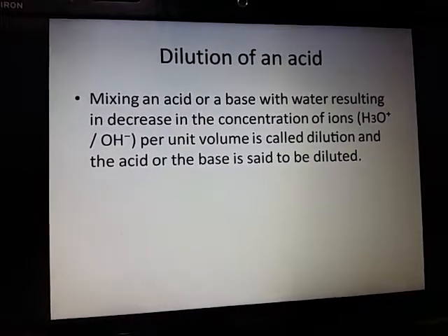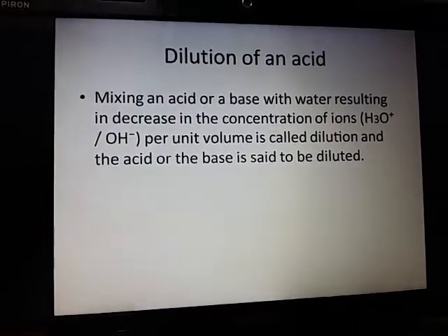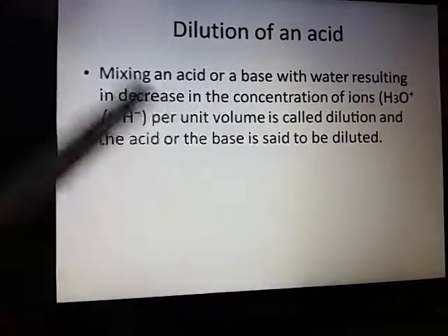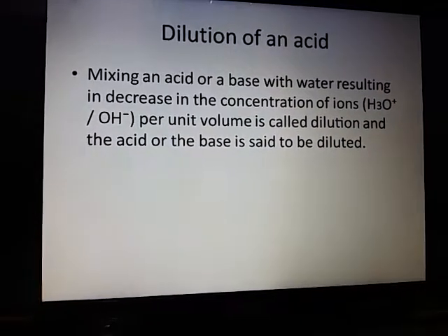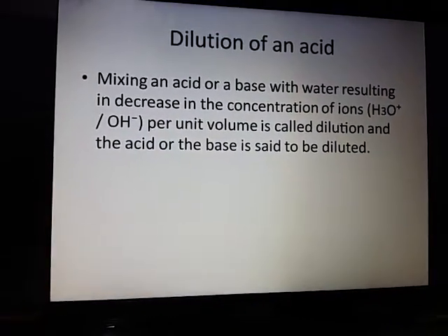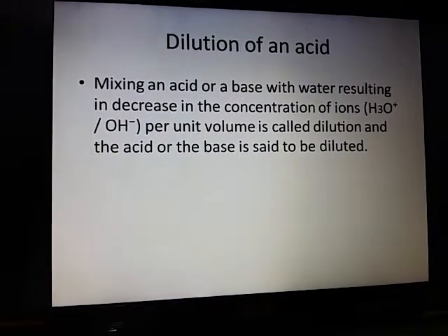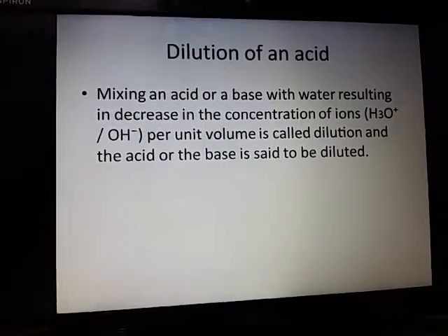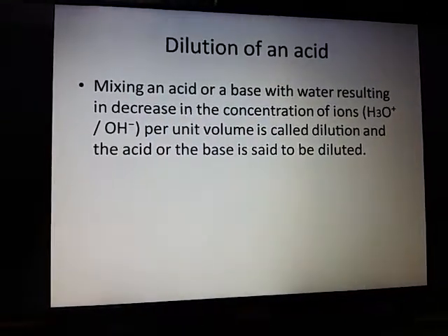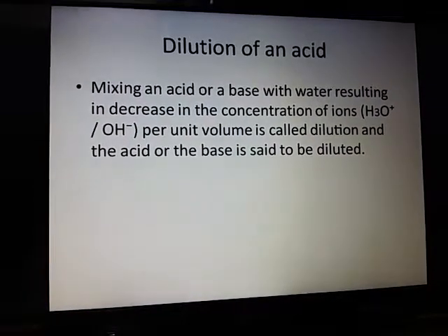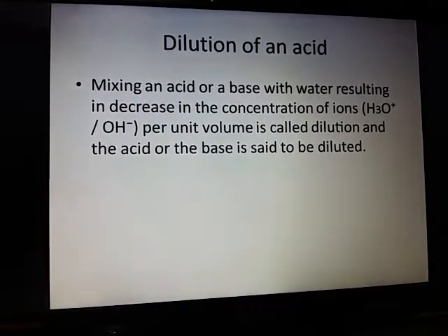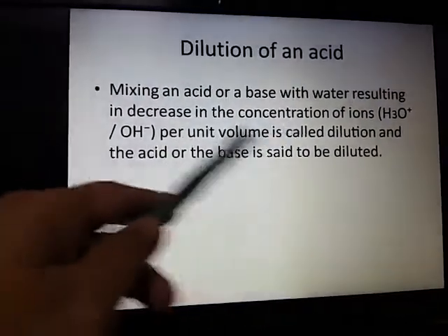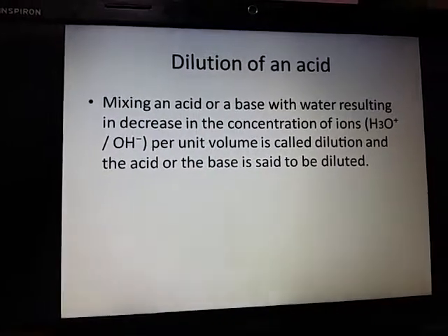So what happens to the hydronium ion concentration or OH minus ion concentration per unit volume after dilution? This will decrease. Okay, the number of H3O plus ions or OH minus ions per unit volume will decrease on dilution, because the amount of water will increase but the amount of acid remains the same. So the concentration of these ions decreases in the acid or base.